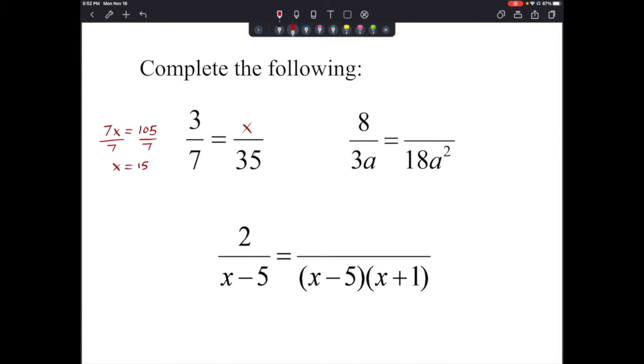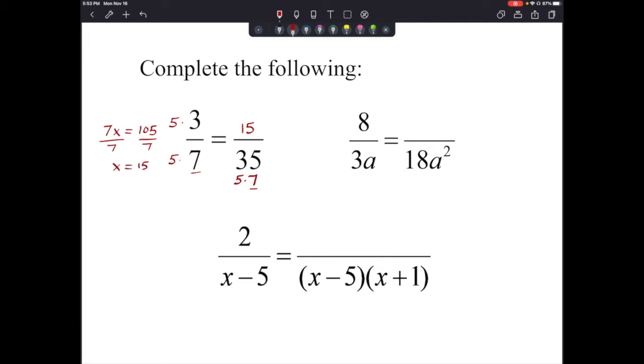Another way of doing it is to look at it as 35 is the same thing as 5 times 7. Since we have a factor of 7 in each of these, I'm just multiplying 7 times a 5. So if I multiplied this times 5, it gives me 35. So I'd have to multiply the top by a 5 as well. And when we do that, we end up with 15 there as well. So two different methods get us the same answers. I'm going to focus a little bit more on the second method, just multiplying by the factors that are missing.